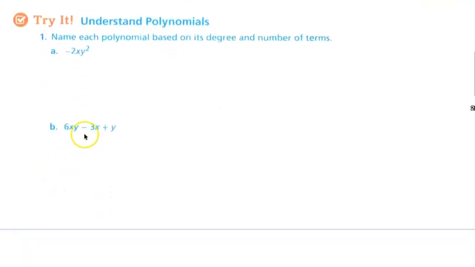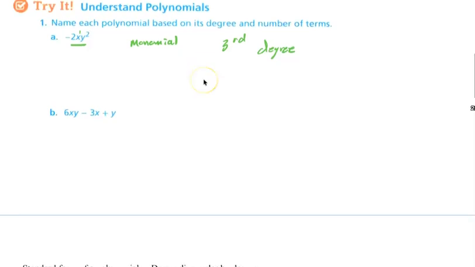Okay, so let's try a couple more. Name each polynomial based on its degree and number of terms. This only has 1 term, so we'll call this a monomial. And then the degree: there's a power of 1 here and a 2, so put them together, you get 3. So it's a third degree. The next one has 3 terms, so this is a trinomial. And the highest power: we have a power of 1, a power of 1 here also, and a power of 2, because it's x and y. So this is the second degree.